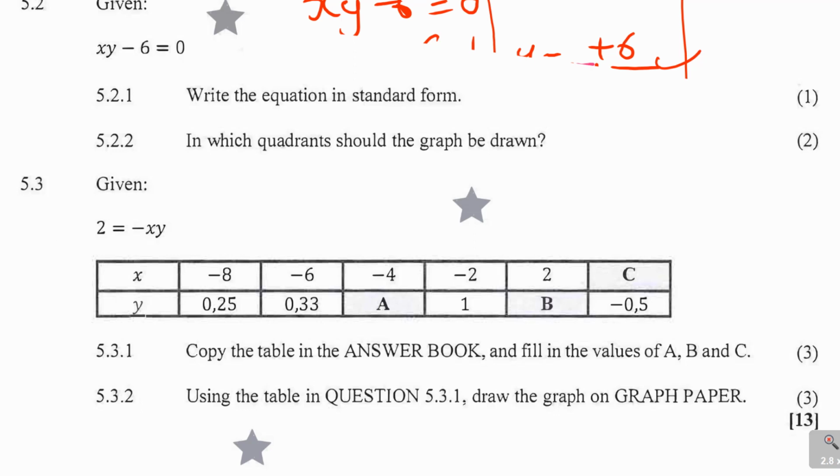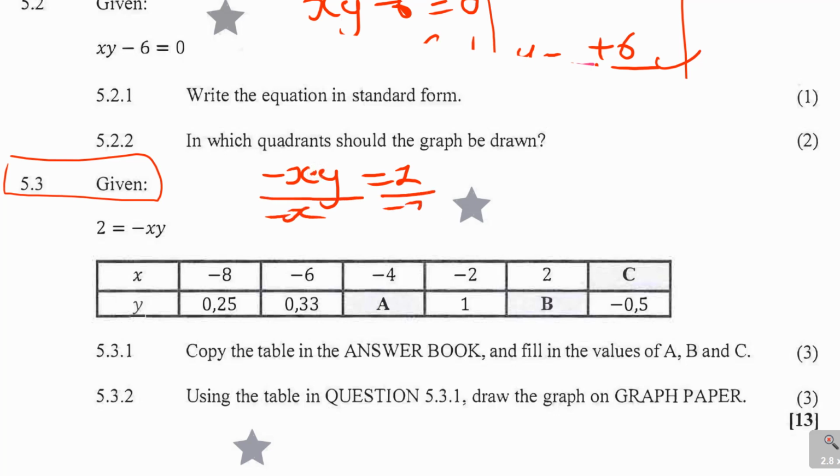5.3, we are looking at this 5.3 now. Given 2 is equal to minus xy, again, you see they gave you this to confuse you. 2 is minus xy, meaning I can say negative xy is equal to 2. Remember, it's multiplying, divide by negative x, divide by negative x, then you have y is equal to negative 2 over x. That's the standard form.